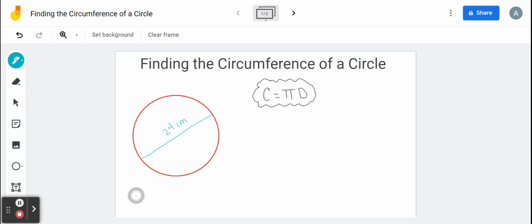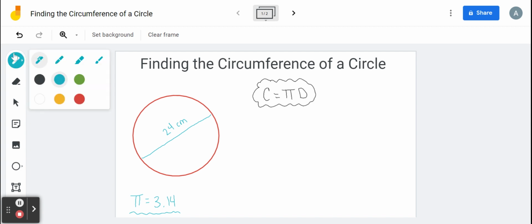Pi is going to stand for a decimal, which is 3.14. So anytime you see the symbol pi, we're going to replace that with 3.14. So let's look at our example.